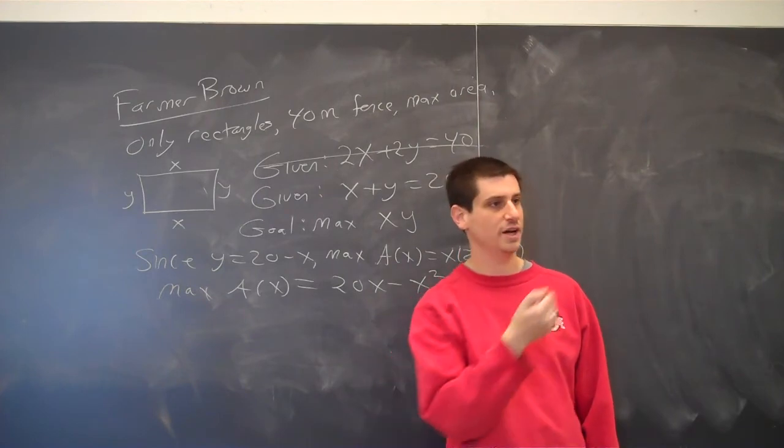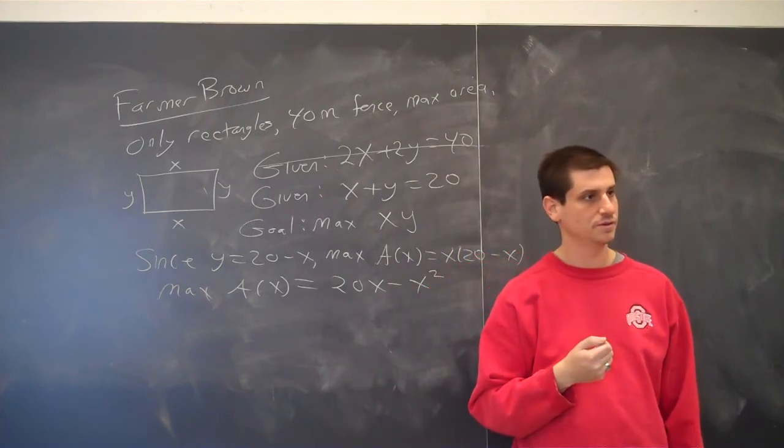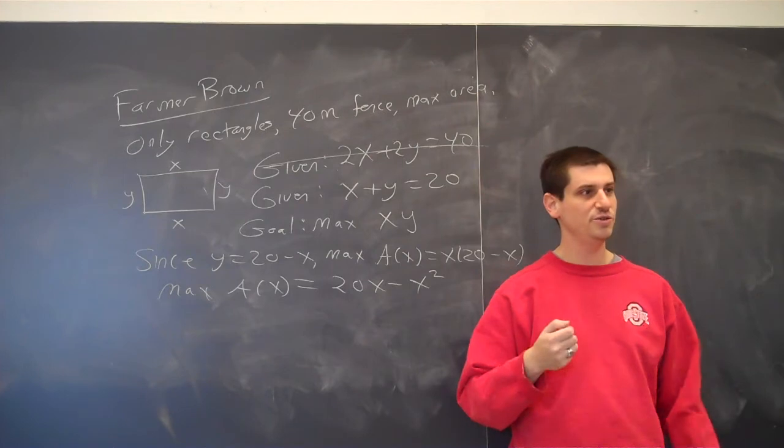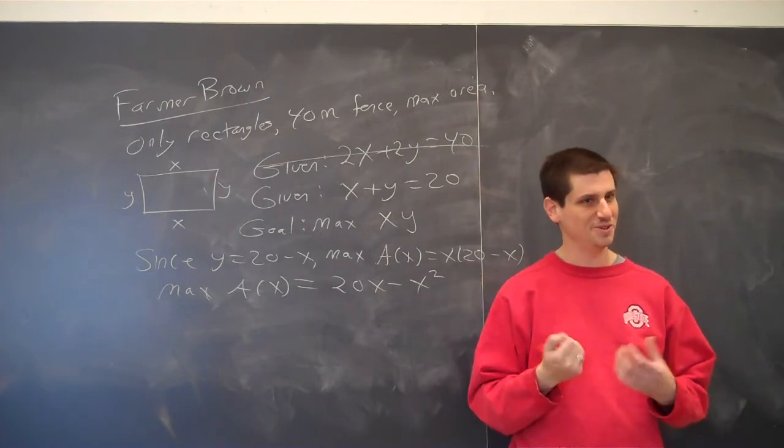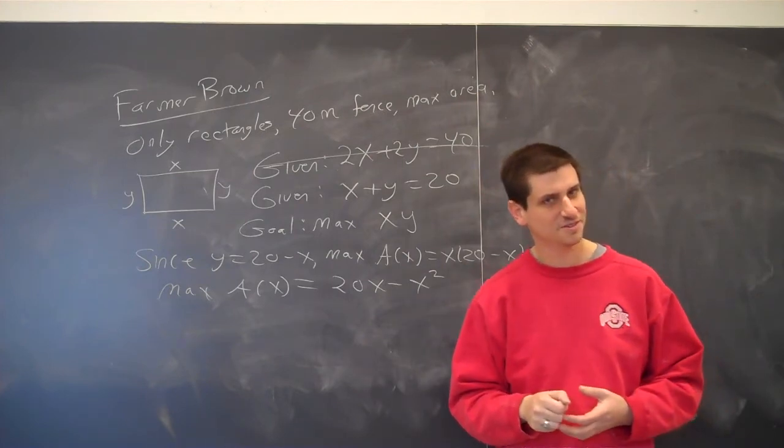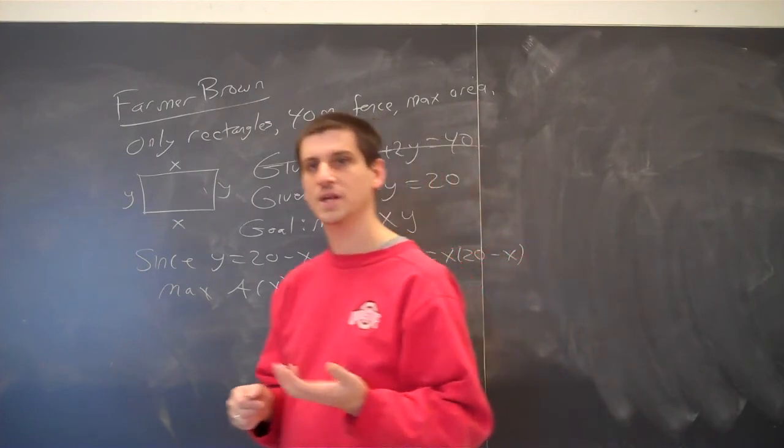What are the possible values for x? 0 to infinity. No, 0. 0 to infinity is fine, but we can do a little bit better than 0 to infinity. Yes? 0 to 20.